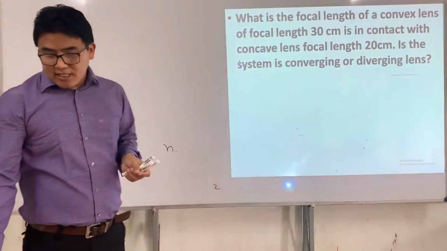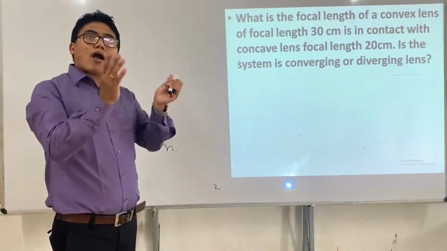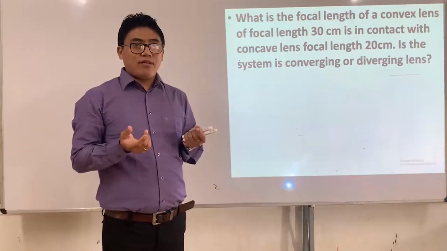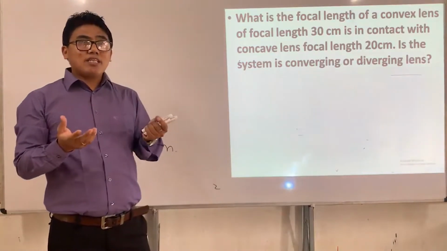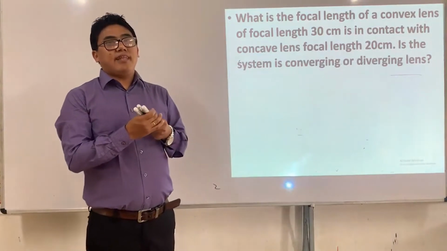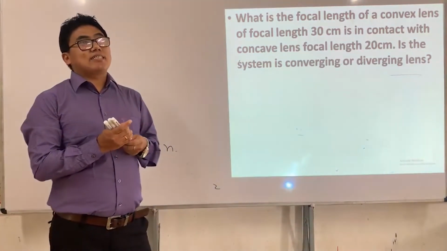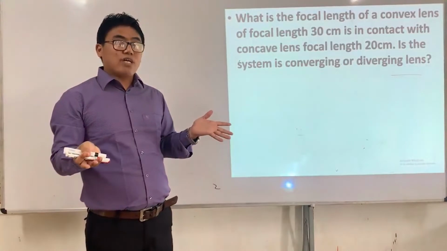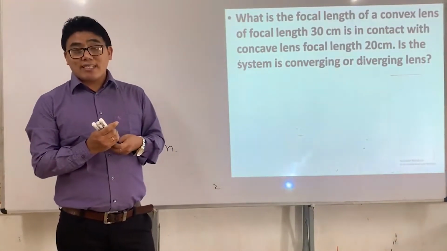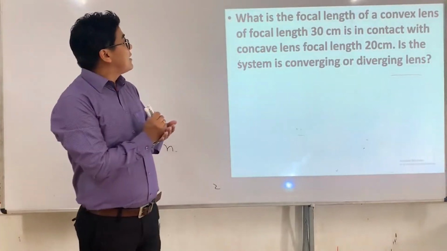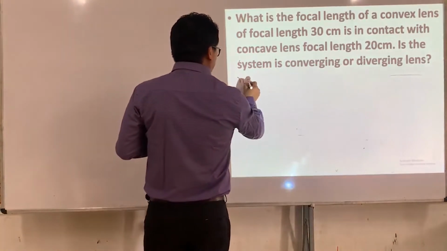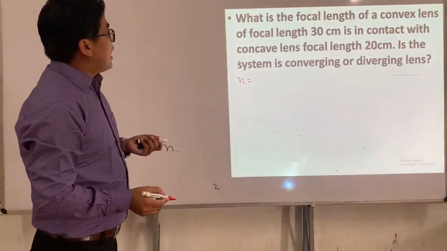This tells you whether the total or combined lens is convex or concave. That means, is it converging or is it diverging? If the focal length is negative, then it is concave. Why? Because it is going to diverge. If the focal length is positive, then it is convex. It is converging. So that is the point here.